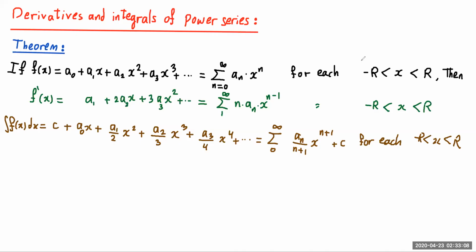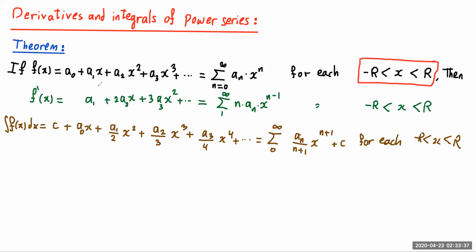Derivatives and integrals of power series. Theorem. Let's suppose that the function f(x) is given by a Maclaurin series like this: a0 plus a1x plus a2x power 2, etc., for each x in the interval (-r, r). So this condition is so important. This theorem is only correct if it's satisfied on an interval.